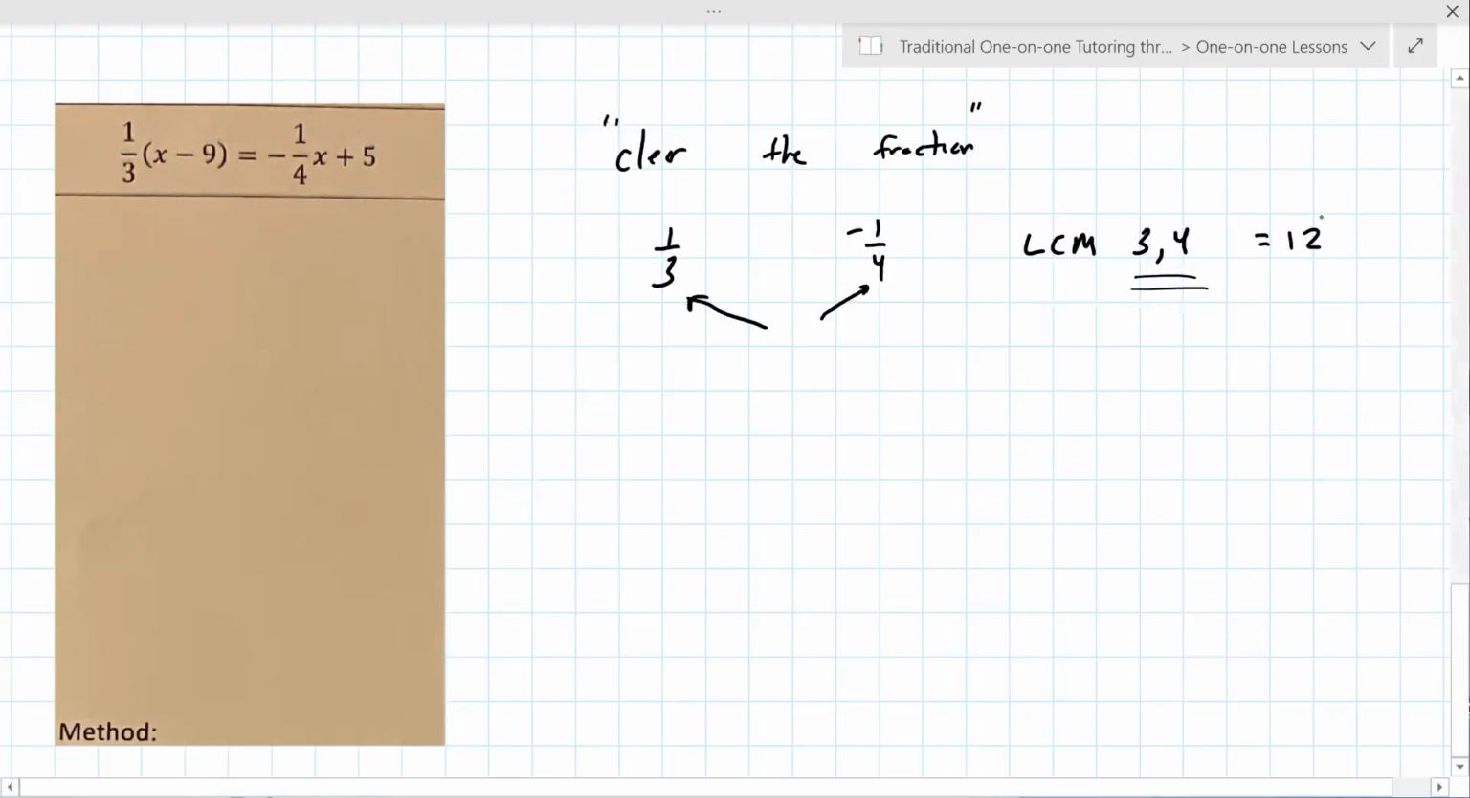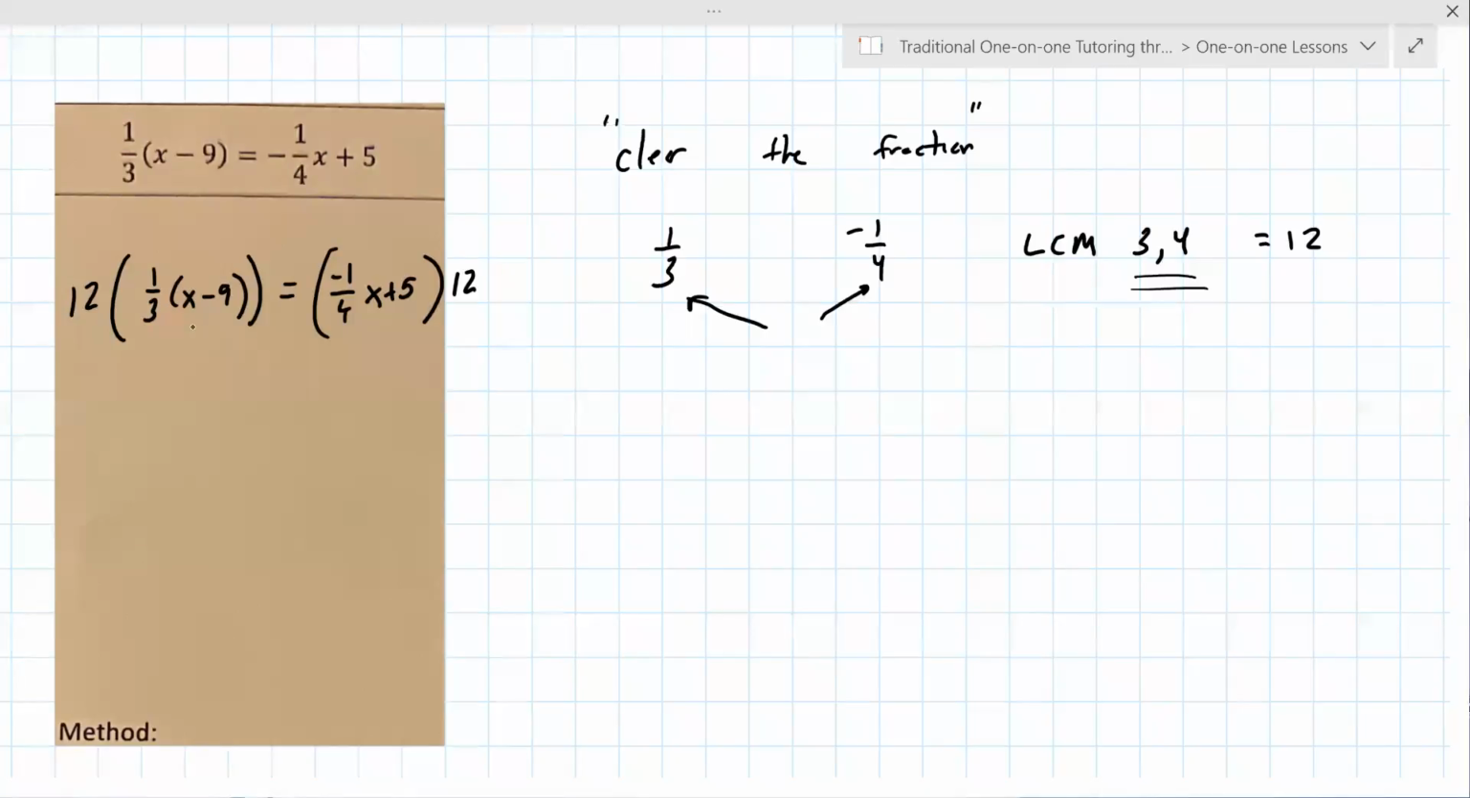Okay. So now why does that matter? Well, we multiply both sides of this equation by the least common multiple. So let me know when you get that line down, please.